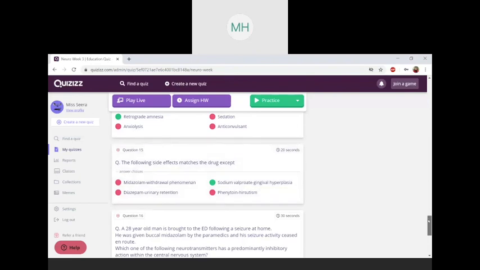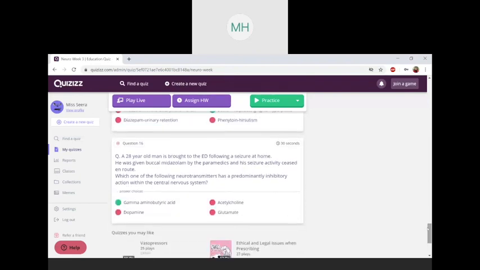The others are right. And the last question: a 28-year-old man is brought to ED following a seizure at home. He was given midazolam by the paramedics and his seizure activity ceased. Which of the following neurotransmitters has predominantly inhibitory action within the CNS? It's gamma aminobutyric acid.